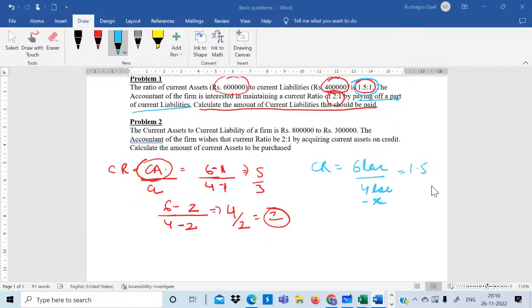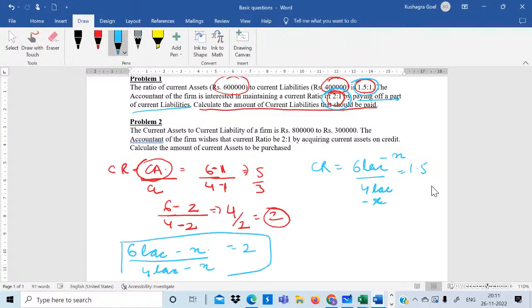So what will be the numerator now? The numerator will be 6 lakh minus X. So what is my equation now? 6 lakh minus X upon 4 lakh minus X, and this will be equal to 2. Now if you cross multiply, you will get X as 2 lakhs.